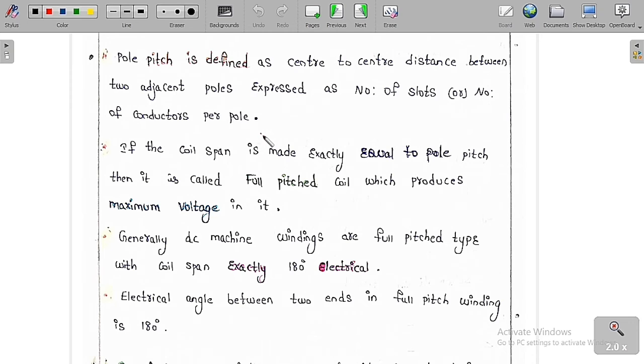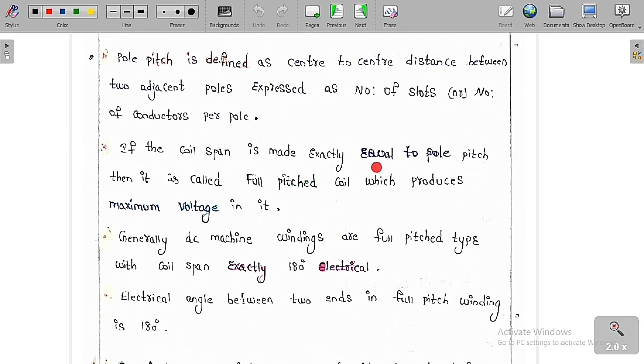Then we are going to get a ratio, which is the number of slots defined for one pole. The number of slots defined for one pole is called the pole pitch, or simply the center to center distance between two adjacent poles, expressed in terms of number of slots or conductors per pole.